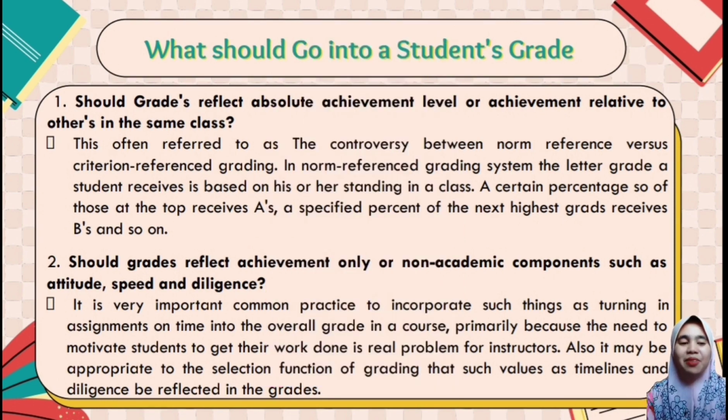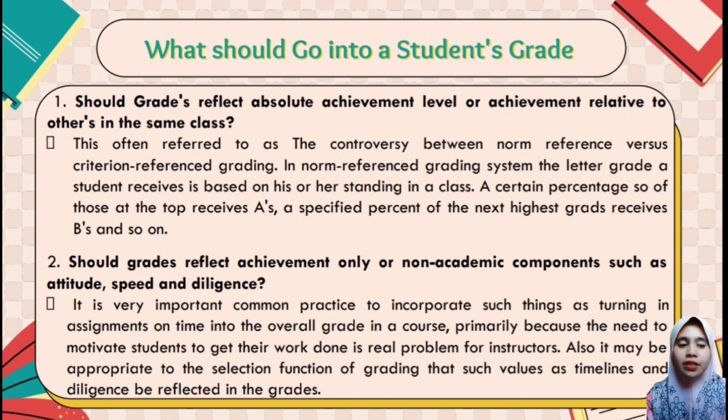Number 1 is, should grades reflect absolute achievement level or achievement relative to others in the same class? These are often referred to as the controversy between norm reference versus criterion reference grading.